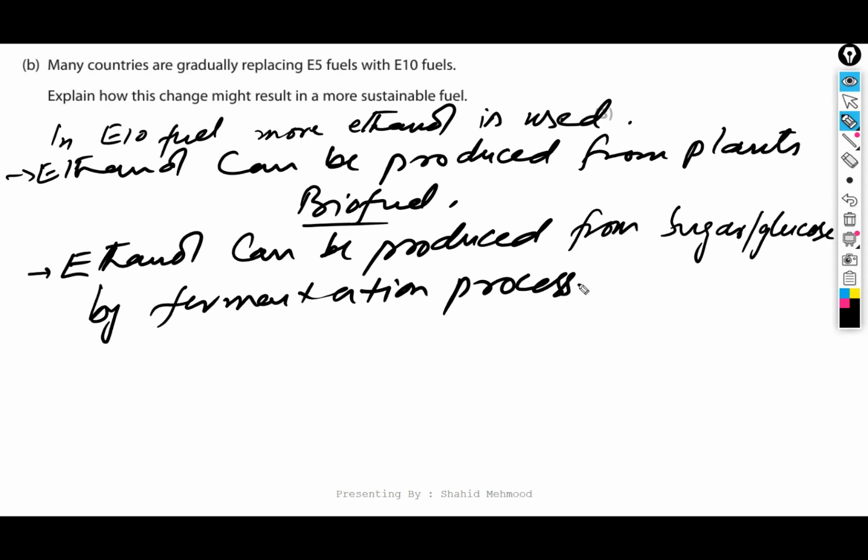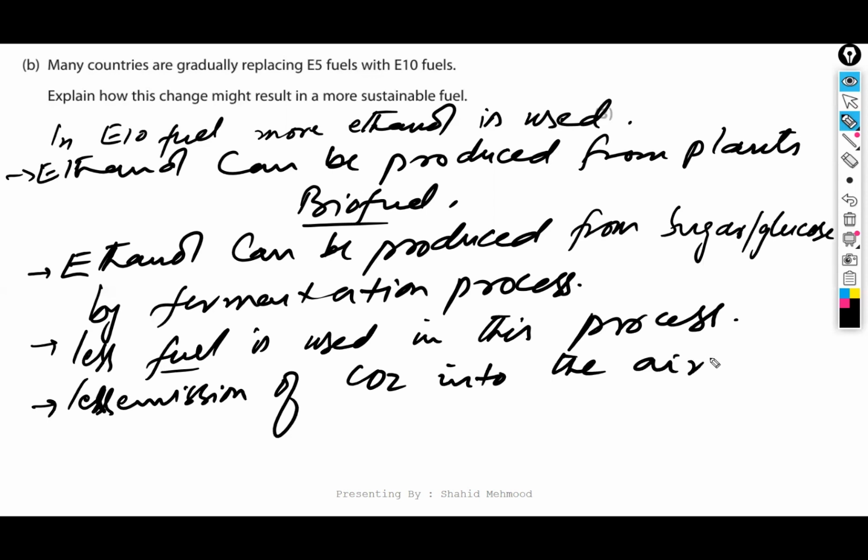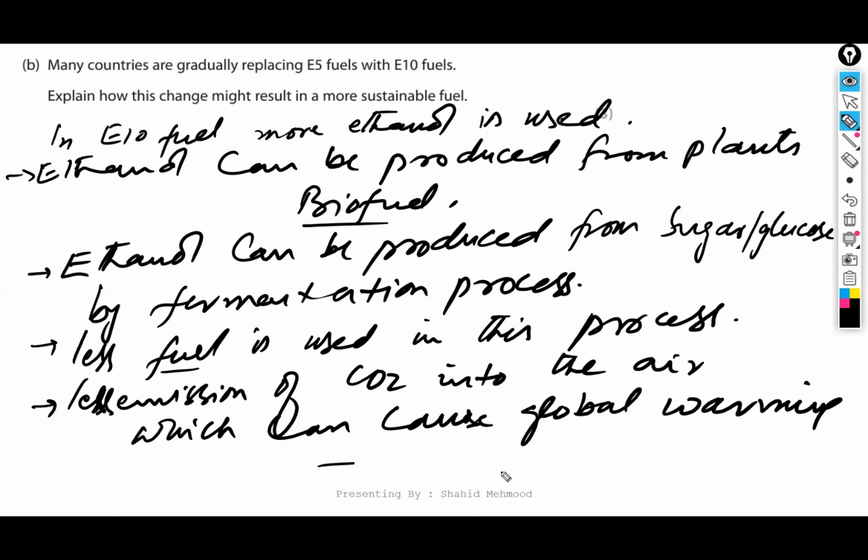Low temperature is used, like 30 to 40 degrees Celsius, because the enzyme in yeast is acting as a catalyst, and there is less emission of carbon dioxide, because we don't need high temperature, so less fuel is used in this process. As less fuel is used in this process, there is less emission of carbon dioxide into the air, which can cause global warming if you use that fuel.